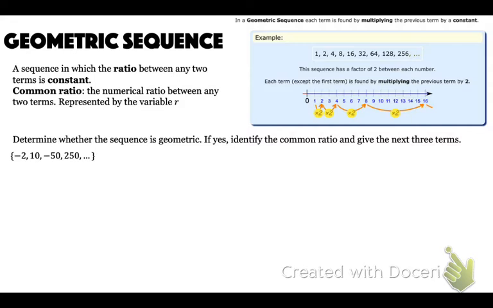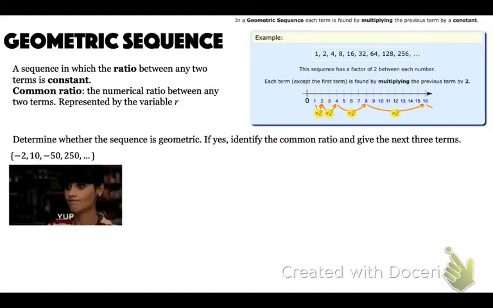The common ratio, the numerical ratio between any two terms, is represented by r. If we want to determine whether it's geometric and figure out the common ratio, an easy way is to do 10 divided by negative 2, and we get negative 5. If I do negative 50 divided by 10, I get negative 5. If I do 250 divided by negative 50, I get negative 5. That means yes, this is a geometric sequence. The common ratio is negative 5. So the next three terms would be negative 1,250, 6,250, negative 31,250.